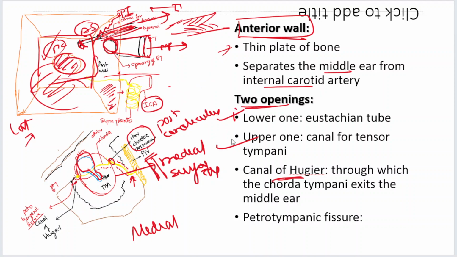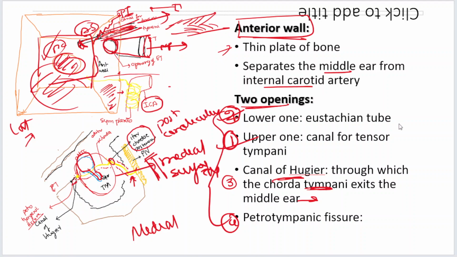One is the opening of the canal for tensor tympani. Then you have the eustachian tube. Then you have the canal for Huguier, through which the chorda tympani exits the middle ear. You have the petrotympanic fissure. These are the four things that you can see on the anterior wall.